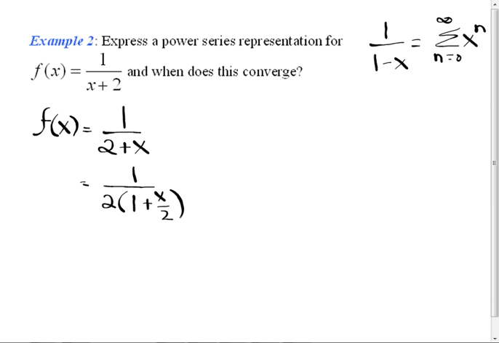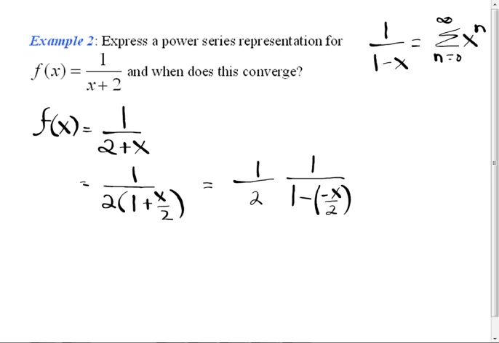And this is the section that's really important because there's lots of multiple choice questions on this topic. So don't skip 8-6 because there's lots of questions there. So that's actually 1/2 times 1 over 1 plus x over 2. Can I write that with a negative? That way 1 minus what? Negative x over 2. Right?